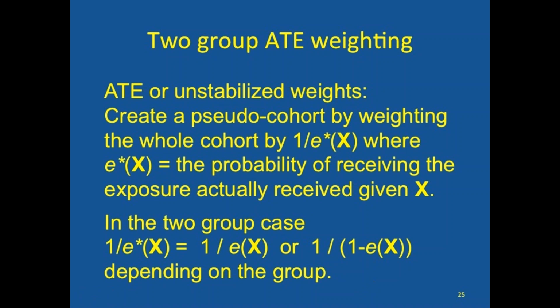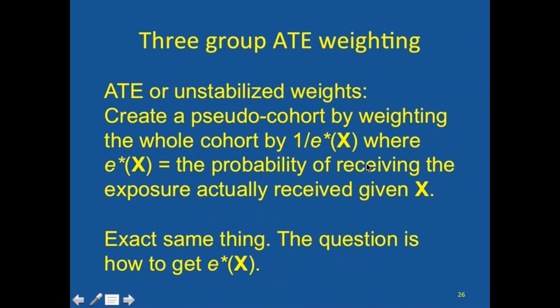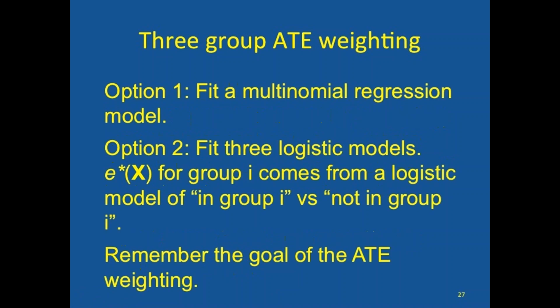So think about extending this to the 3-group case. We have this idea of we're just weighting everybody by 1 over E star of X. The ATE, or unstabilized weights, in the 3-group case create a pseudo cohort by weighting the whole cohort by 1 over E star of X, where E star of X is still just the probability of receiving the exposure actually received given their particular covariate values. It's the exact same thing, there's nothing special when we extend to 3 groups. The only question is, how do we get E star of X? How do we get their propensity score for the probability of receiving the treatment that they actually got?